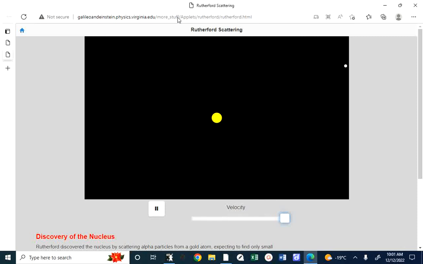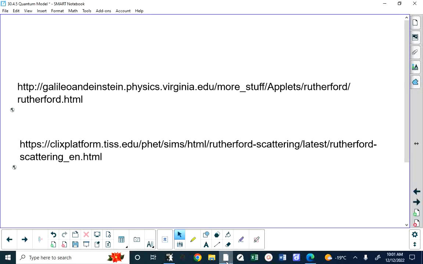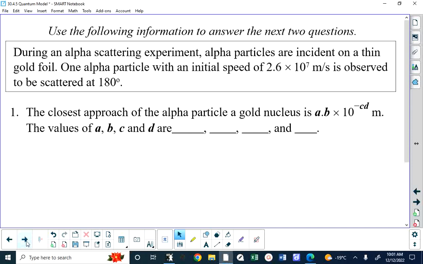I'm going to give it 10 more fires. 1, 2, 3, 4, 5. One of those was almost greater than 90 degrees. So that's what's going on in alpha scattering. Now, what this question says is that one particular alpha particle comes back 180 degrees. How does that alpha particle have to approach the nucleus if it's going to come straight back 180 degrees? And we could watch that animation all day and maybe never see it happen.